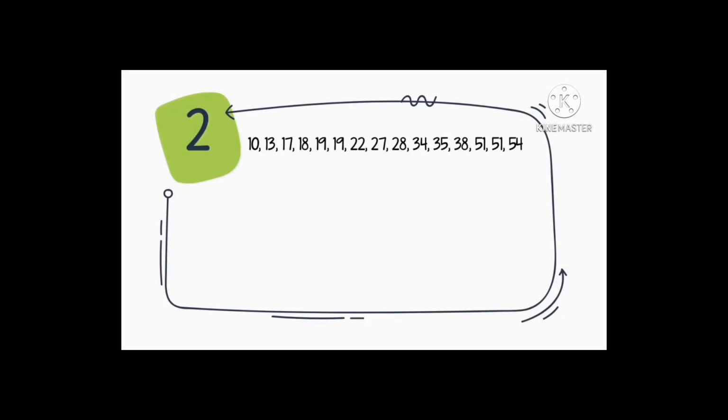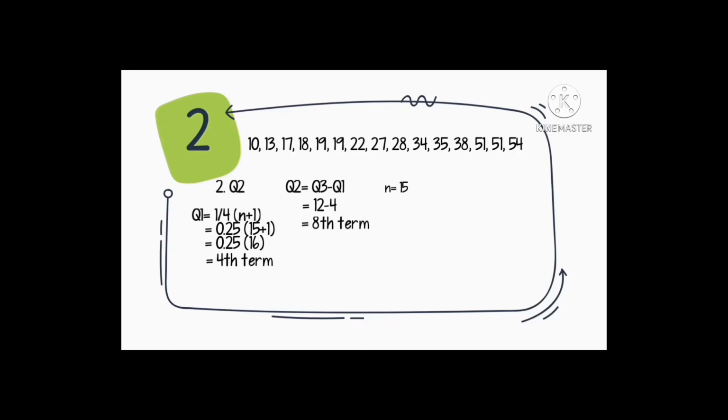The next one is finding the 2nd quartile. The formula in finding the 2nd quartile is 3rd quartile minus the 1st quartile. But since we don't have the 1st quartile, we will solve it first. The formula in finding the 1st quartile is 1/4 times (n plus 1). 1/4 in decimal is equivalent to 0.25 and the value of n is 15. 15 plus 1 is equal to 16. 16 times 0.25 is equal to 4. After we get the 1st quartile, we will now subtract it from the 3rd quartile. 12 minus 4 is equal to 8. Our 2nd quartile is the 8th term in our set of scores, which is 27.